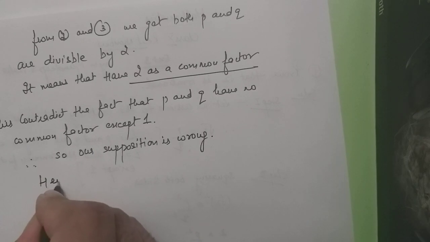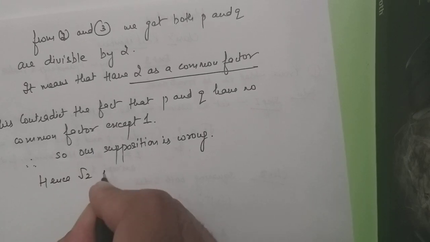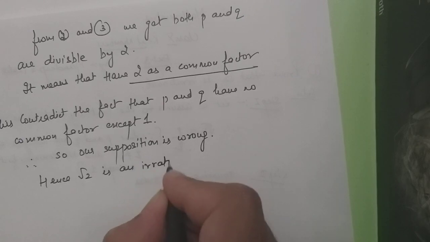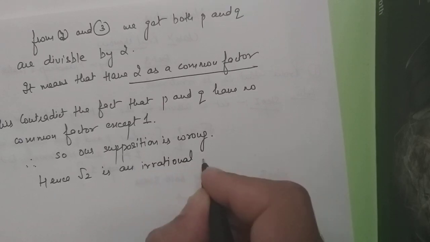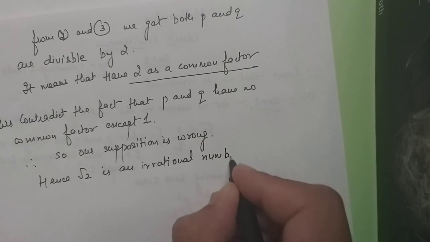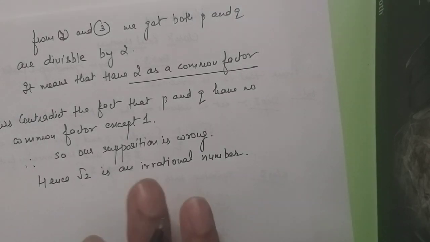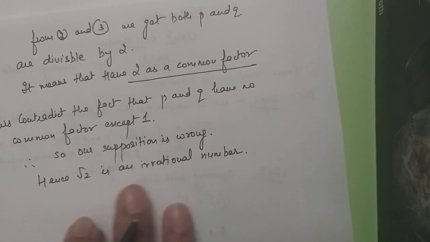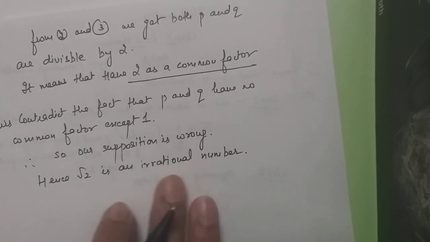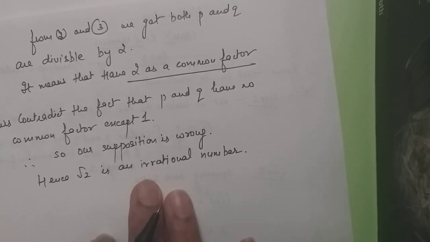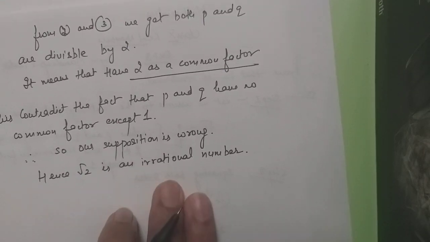Hence root 2 is an irrational number. Clear? So these are the basic steps to prove root 2 is an irrational number. If we get root 3, root 5, root 7, the same steps we will follow to prove it irrational.